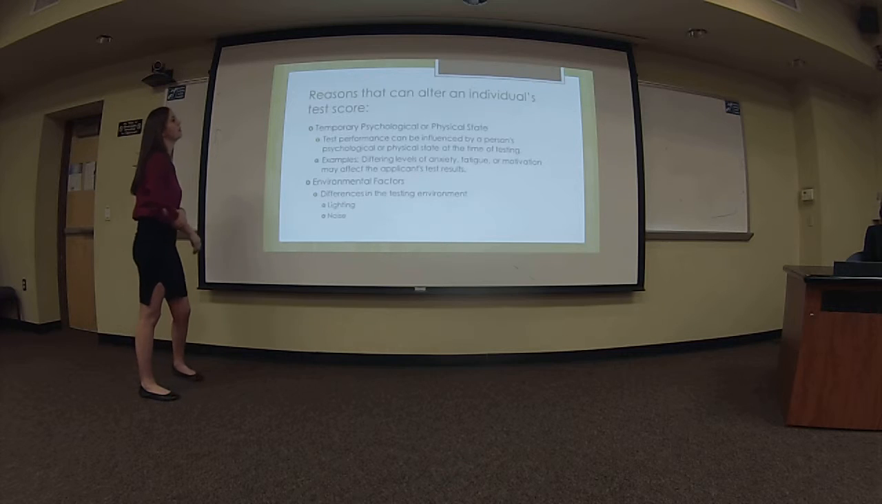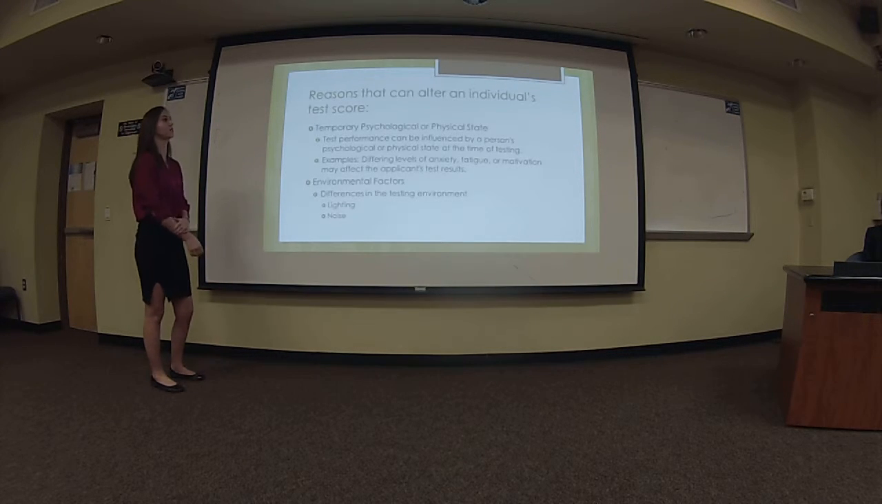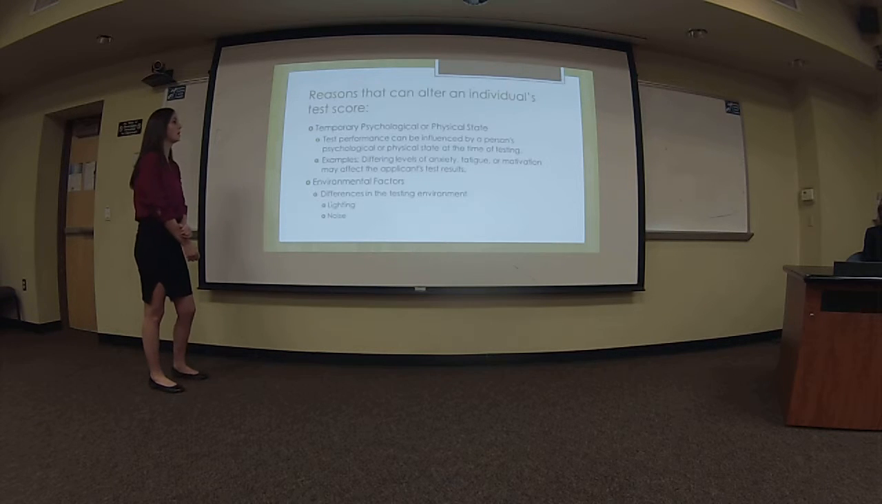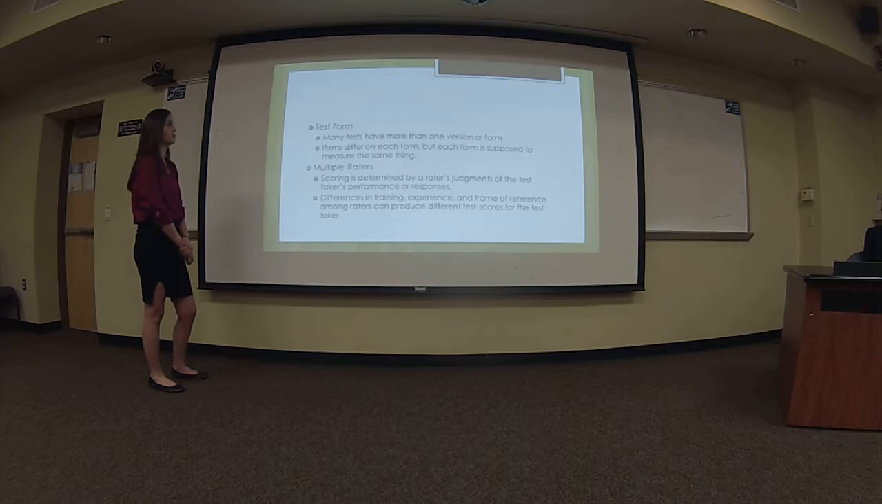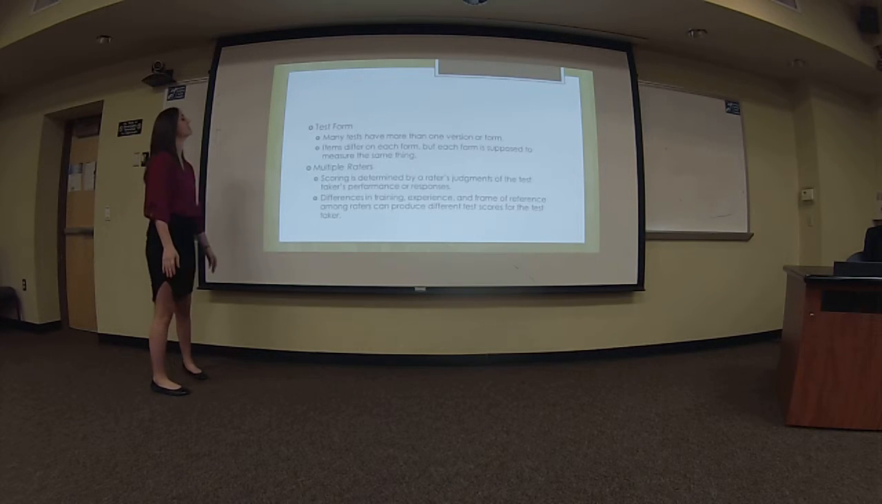Reasons that can alter an individual's test score: temporary psychological or physical state. The test performance can be influenced by a person's psychological or physical state at the time of testing. Examples would be anxiety, fatigue, motivation, and environmental factors, which could be the lighting and even the administrator giving the test.